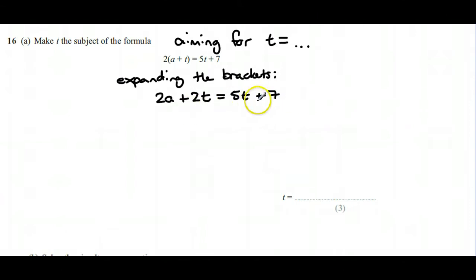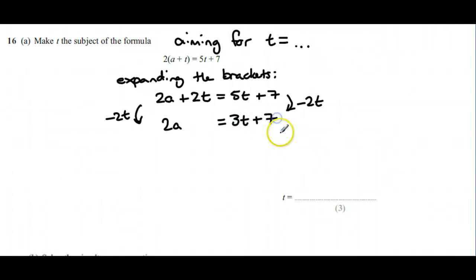Now we've got t's on both sides, and we want to avoid that. So the first thing to do is get all the t's on one side. To do that, I'm going to take away 2t from this side and do the same to the other side to keep it balanced. By taking away 2t from the left-hand side, I'm just left with 2a, and the 2t goes away. If I take away 2t from the right-hand side, it leaves me with 3t, and I haven't done anything to the 7.